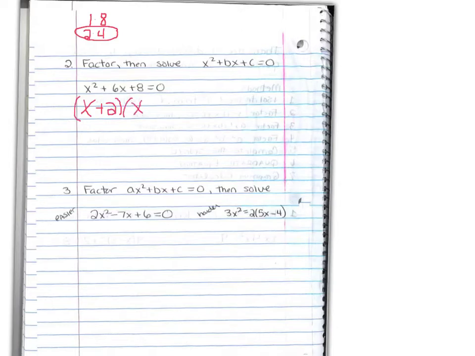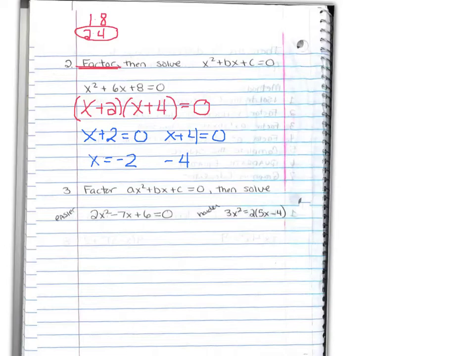times x plus 4. And I just completed the factoring step, but now I have to complete the solving step. In order to complete the solving step, you have to ask yourself, either in your head or by showing work, what plus 2 is equal to 0? In this case, it's negative 2. And ask yourself what plus 4 is equal to 0? In this case, it's negative 4.